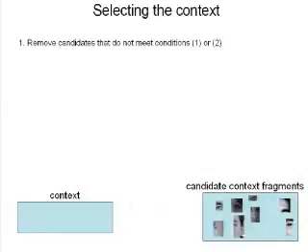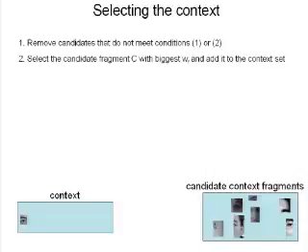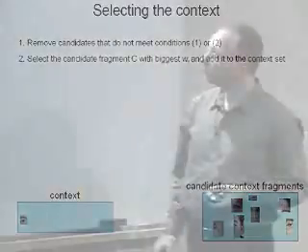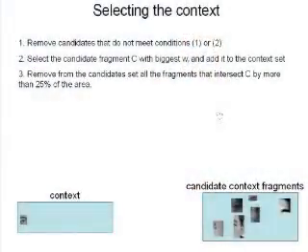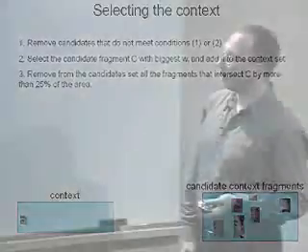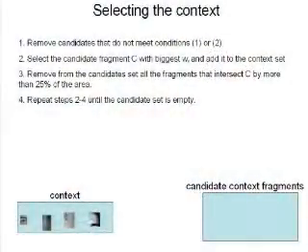So the process is very simple. First of all, we remove the candidates that do not meet our criteria, meaning the co-occurrence is low or the variance is big. Then we select the candidate fragment with the biggest consistency weight, the best context fragment we have. Then we eliminate those fragments that intersect it, because we want to maintain the assumption of conditional independence. We repeat these steps until the set of candidate context fragments is empty.